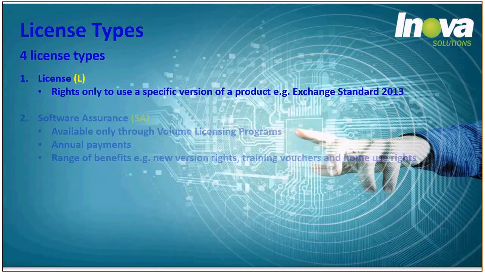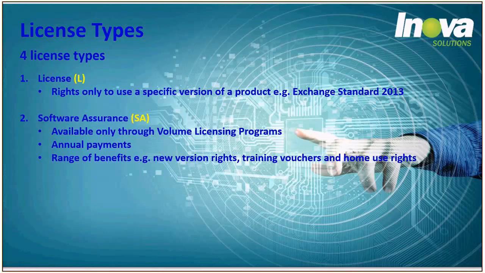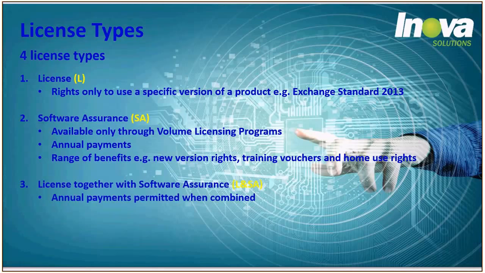Another type of license that Microsoft offers is software assurance. Now, software assurance is only available through the volume license program and offers a lot of benefits to you, the customer. It allows annual payments through the different licensing programs, and the benefits include new version rights, training vouchers, home use rights, and a range of other benefits that come along with software assurance.